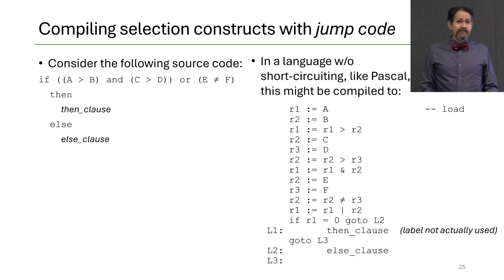In a language like Pascal that does not have short-circuiting, this might be compiled as follows. We'll load A and B, we'll compare them, and store the result of the comparison, typically true or false, or 1 and 0 likely in the representation of the machine, in a register R1. Then we'll load C and D and compare those as well. Then we'll use an AND operation on R1 and R2, etc. So this code is basically just evaluating all the pieces of the expression in the expected order. It's fairly straightforward, but we can compile things more simply and do less work in a language that has short-circuiting.